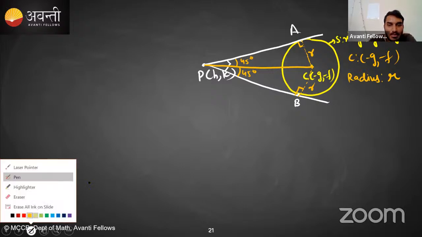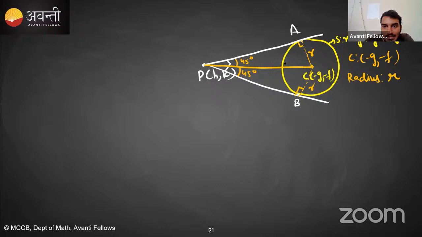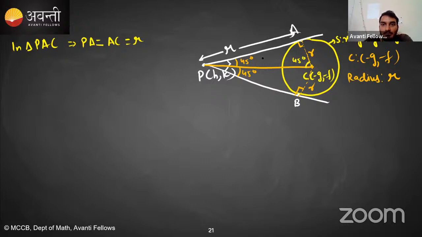So students, you can see here in triangle PAC, this angle is 90 degrees, this angle is 45 degrees. So clearly this angle is also 45 degrees. So it implies this triangle is an isosceles triangle. Yes or no? Triangle PAC is an isosceles triangle. So it implies PA is equal to AC, which is equal to R. So it implies the length of the tangent is equal to the radius. This is the first point, right?